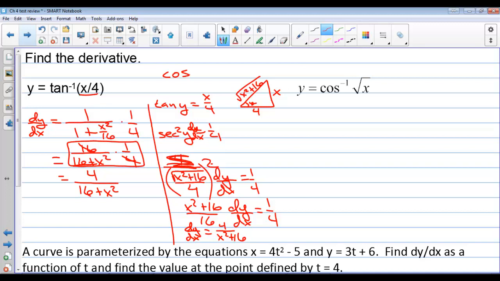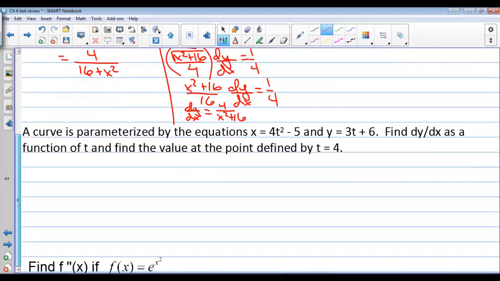So on this one, I don't care which way you do it. If you've memorized the formula, it's going to be 1 over square root of 1 minus this thing squared, which is x, but then times 1 over 2 square root of x. But it's negative. I almost forgot the negative. So negative 1 over 2 square root of x, square root of 1 minus x. Questions on that?